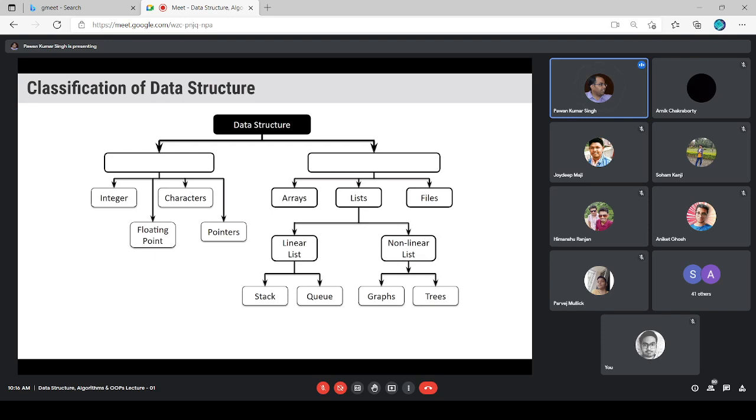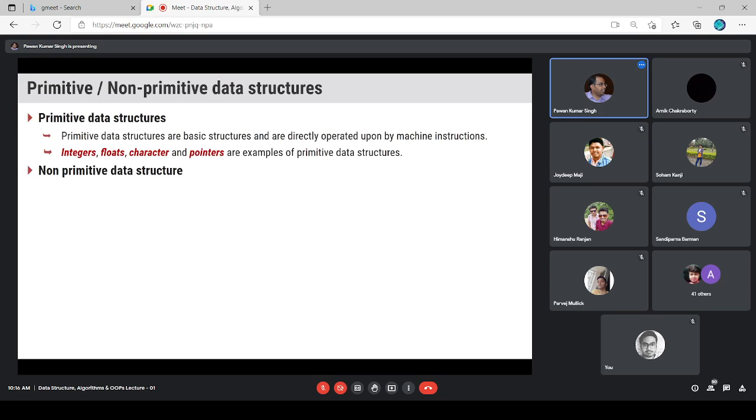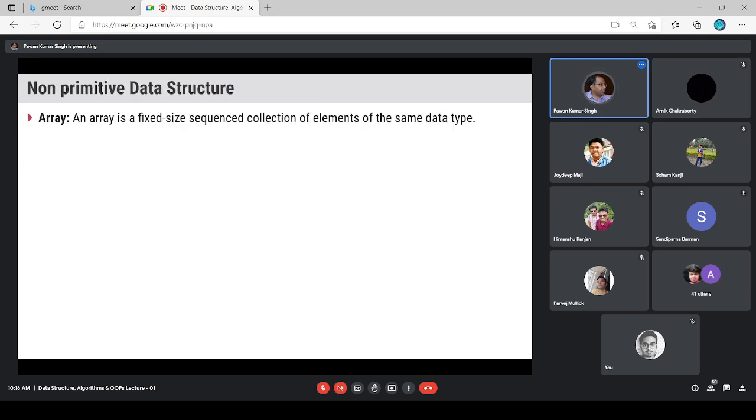Right. So we are not concerned about primitive data structures. We will be concerned about the non-primitive ones, mainly the list part, because array and files are already covered in your previous semesters. So we will mainly focus on the list part, the linear list and the non-linear list, in detail in this semester. Now, what is an array?